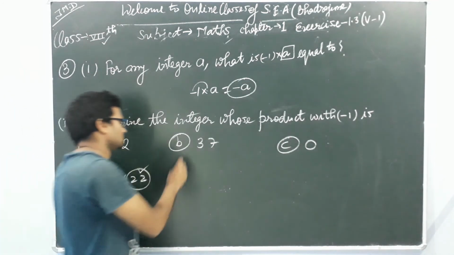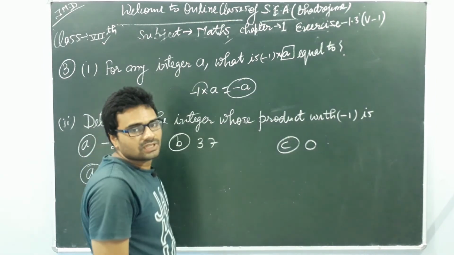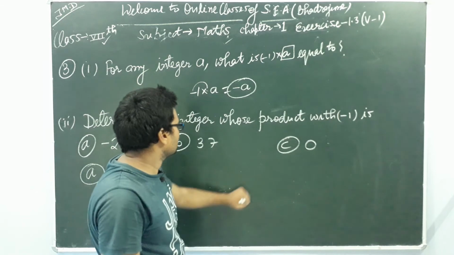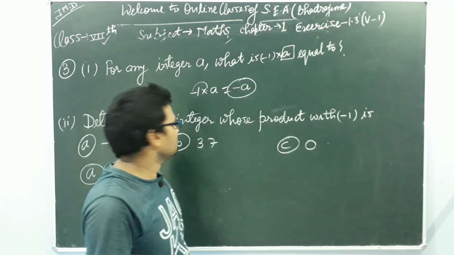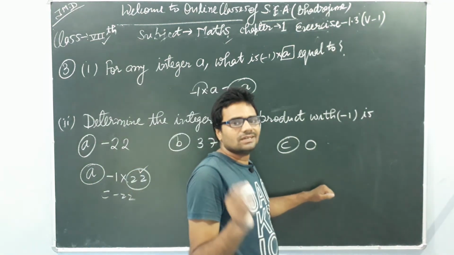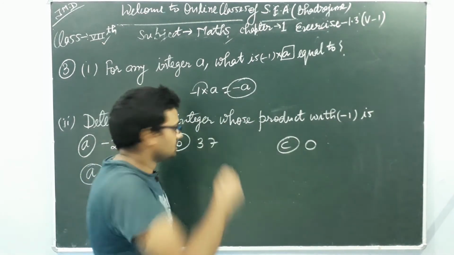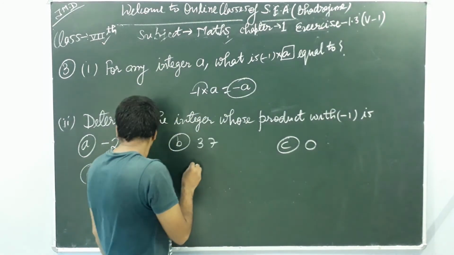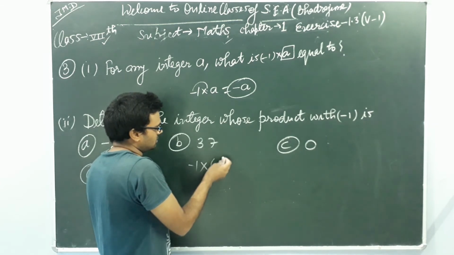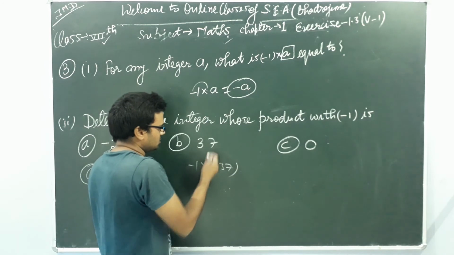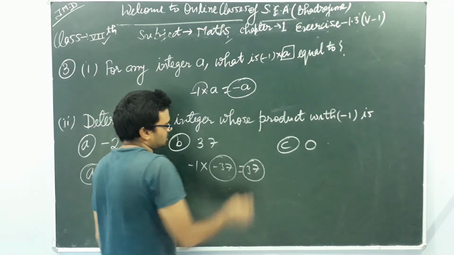Got it? Next one. Our part B is, we have to make the product 37 and this is positive. If this is positive, then we have to multiply a negative integer with this negative one, then only we will get a positive answer. So when minus 1 is multiplied with minus 37, our answer is minus 37, then only we will get the product as positive 37.